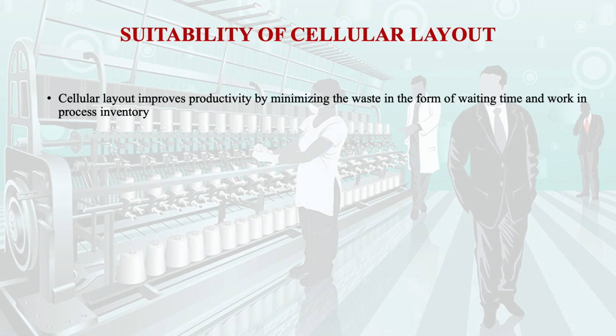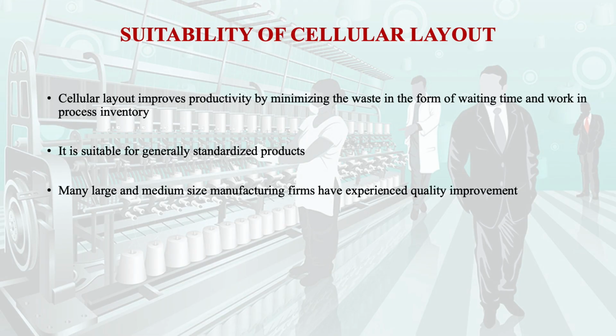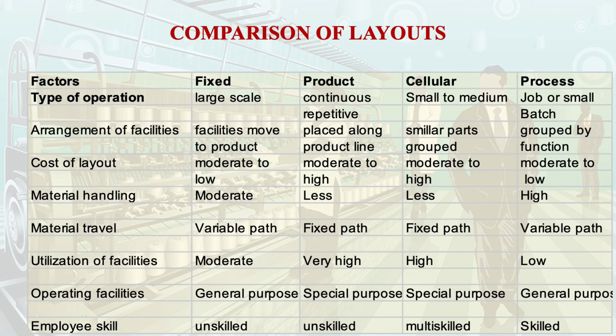Now, where is it suitable? When a particular type of parts are coming and they require the operation on a certain family or the certain cell of a machine, then the cellular layout is more suitable. Basically, many large and medium-sized manufacturing firms have experienced quality improvement. Here we have made a comparison for the different layouts, just like fixed, product, cellular and the process.